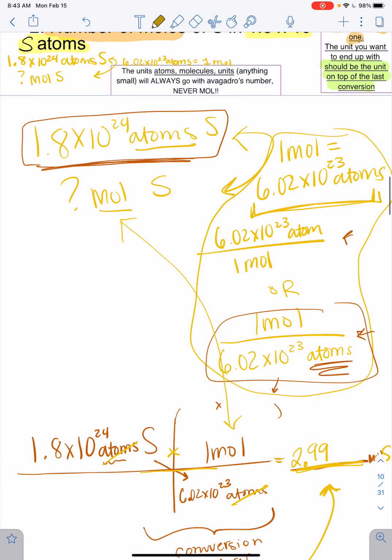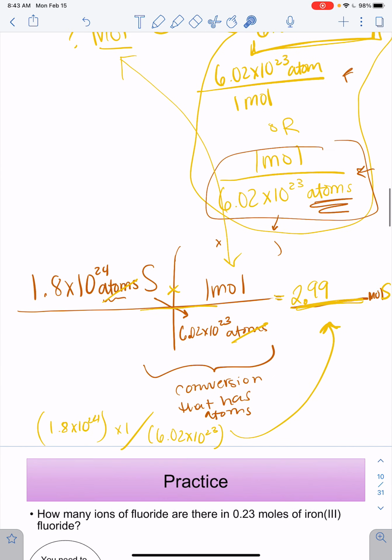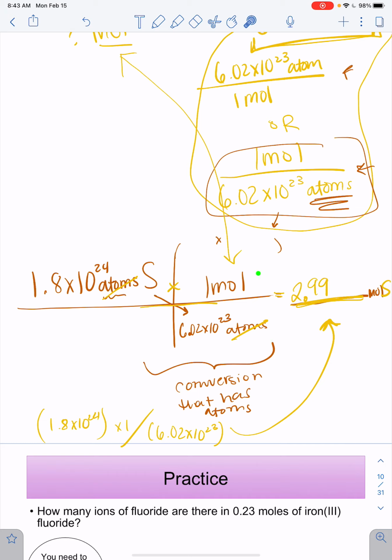So the whole question asked you, how many moles are in 1.8 times 10 to the 24th sulfur atoms? Well, all I did was use my conversion of moles to atoms or atoms to moles.